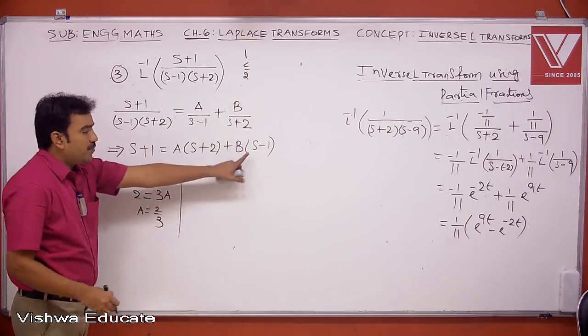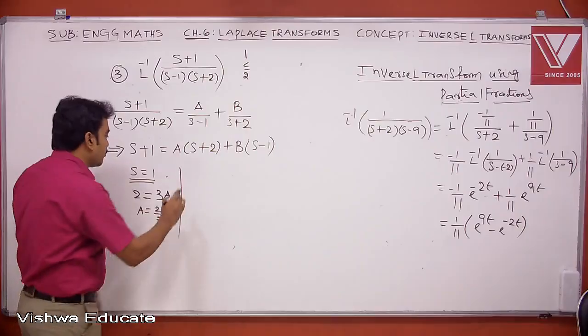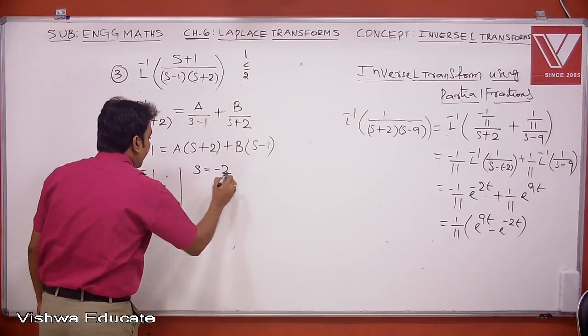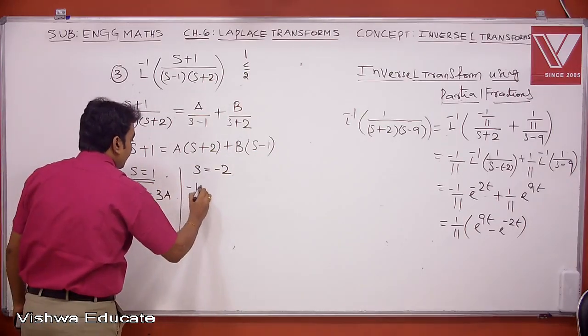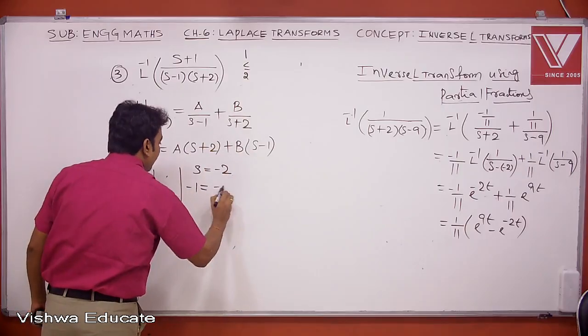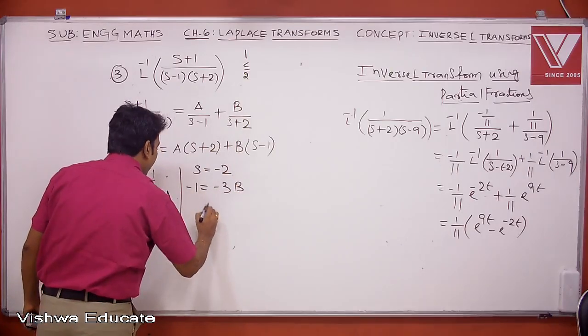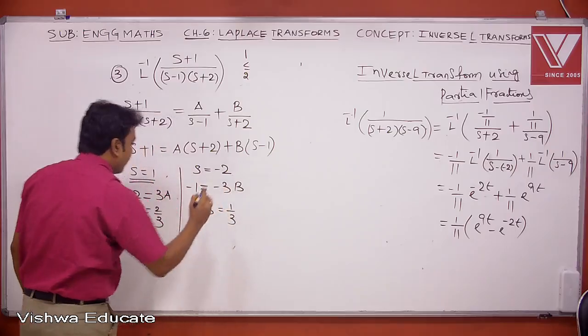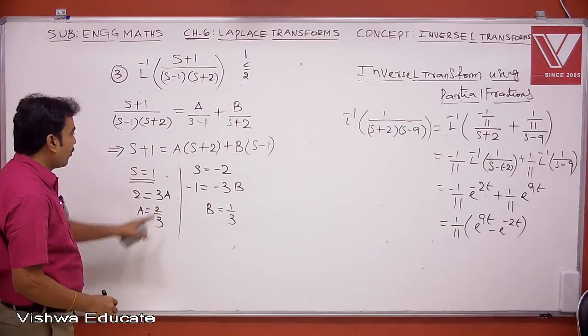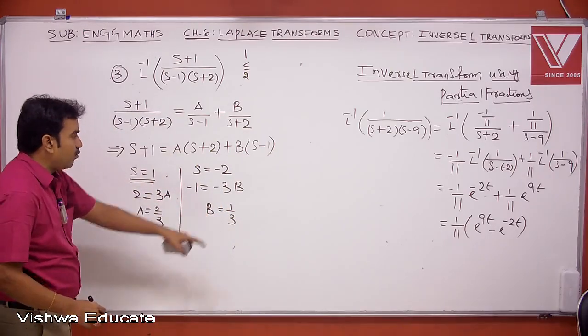Similarly, to get b value, take s value minus 2. And s is minus 2, so minus 2 plus 1, minus 1 equal to, this will be nullified, so this is minus 3b. So b equal to 1 divided by 3. So therefore, I got a value 2 by 3, b value 1 by 3.